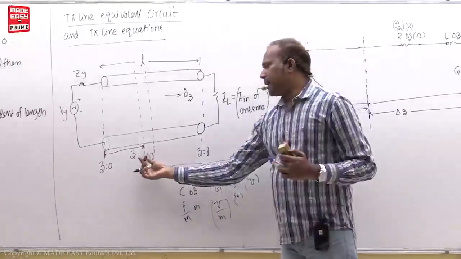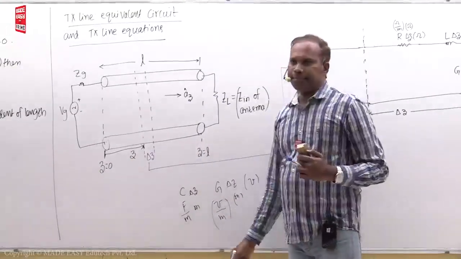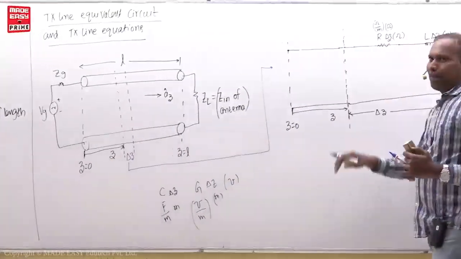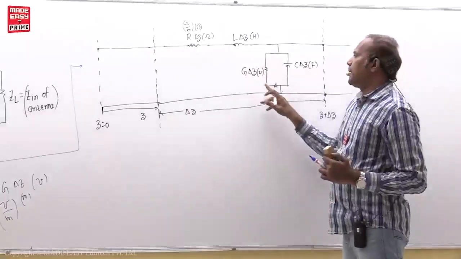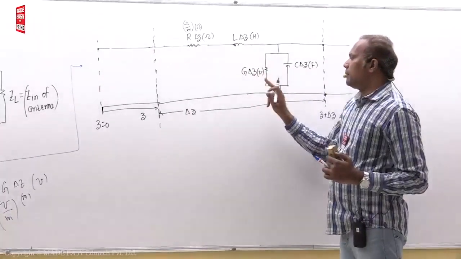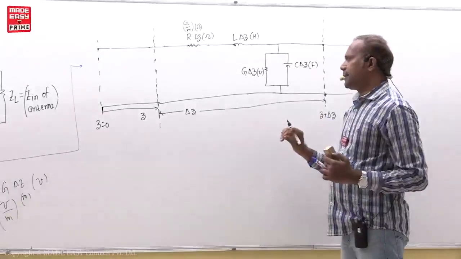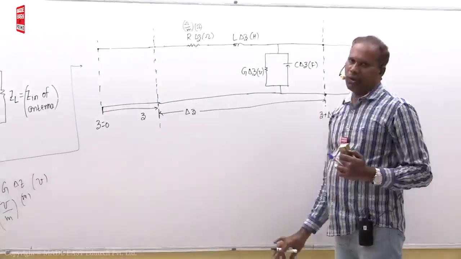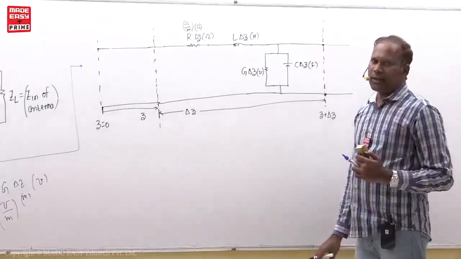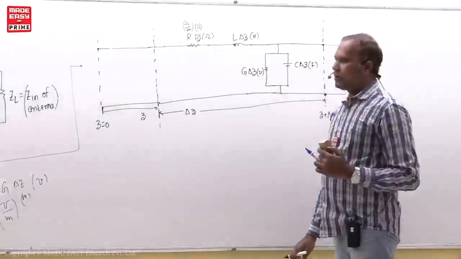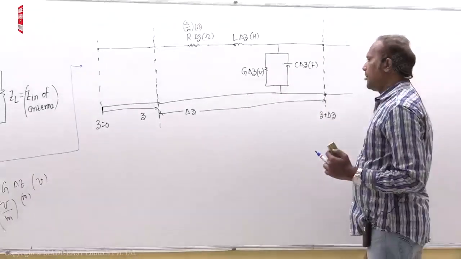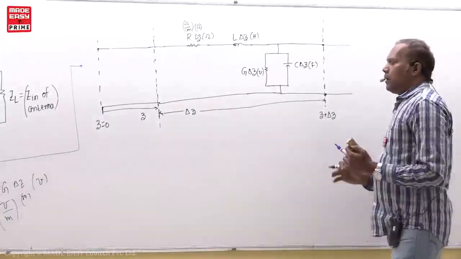The delta Z is selected at Z distance from the sending end. So it has a series resistance and series inductance and a parallel conductance and capacitance. So this also comes in objective questions. Which of the following is the equivalent circuit of the transmission line? You tick mark this one. This is the correct diagram, right?